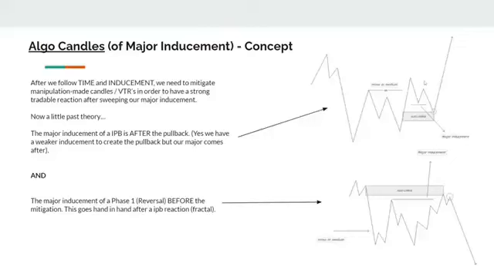Continues in that direction. It's just a pullback. Whereas if we're looking at a major inducement of a reversal, it's before the mitigation. Okay, so we're coming up here. We have that algo candle. Our inducement's here, so it's a major inducement. We react from that, and then we go.